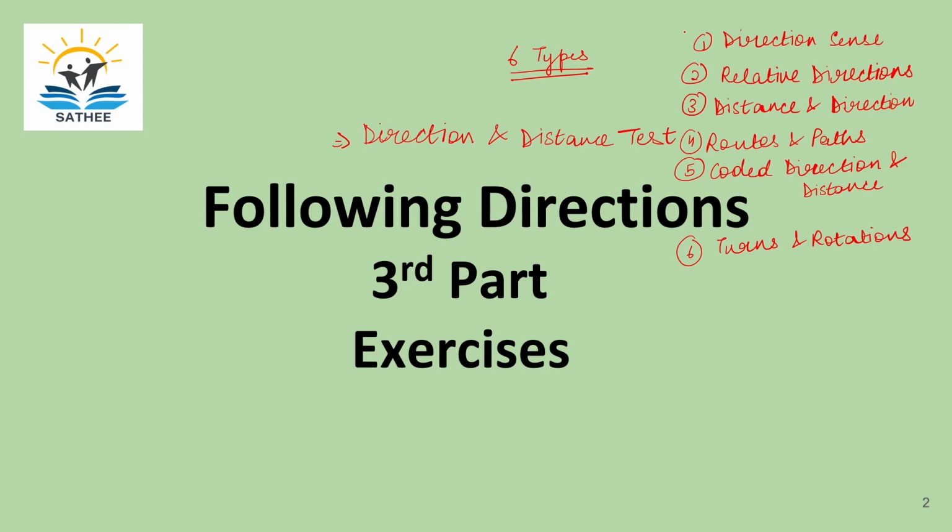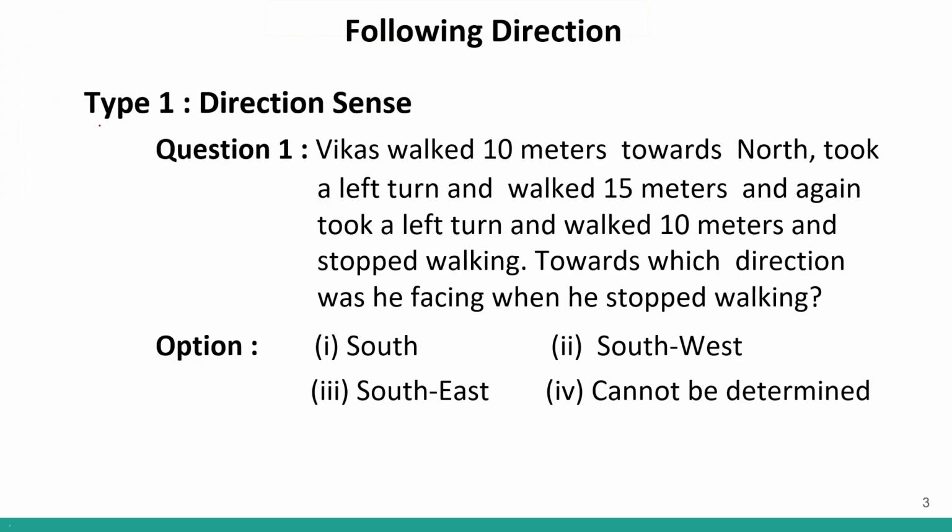In today's lecture, we will cover the first three types of problems, that is direction sense, relative directions, and distance and direction. So we'll discuss some questions from these three types of problems. So let us start. This is the first type, that is direction sense.